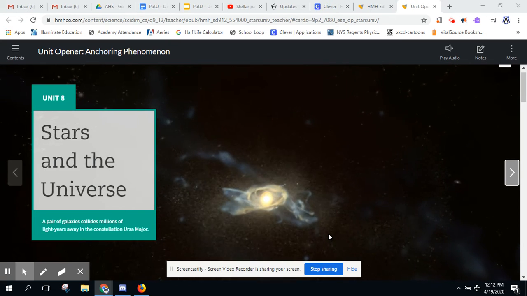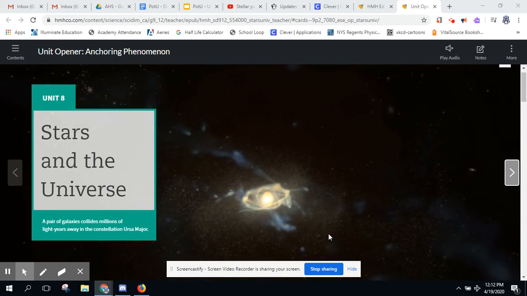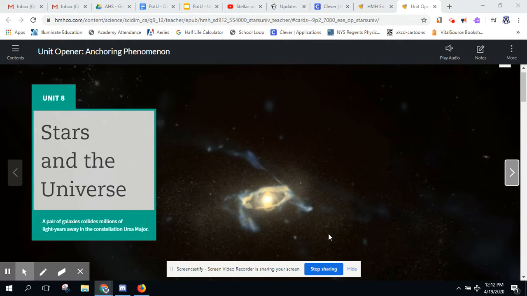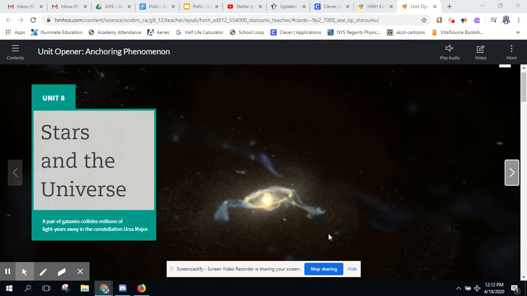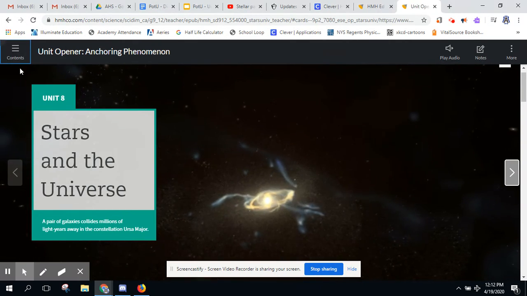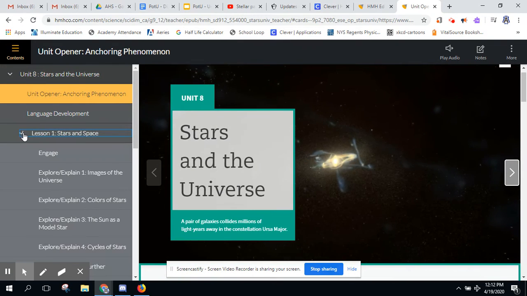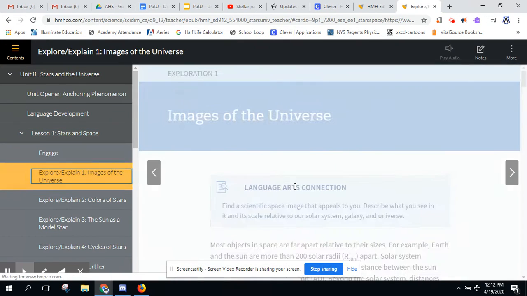All right, so this is going to walk you through the first homework for Unit 8. So looking at that first lesson, Explore, let me get to that and then walk through those contents. So Lesson 1, Explore 1, the images of stars.